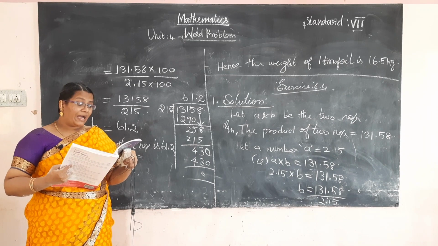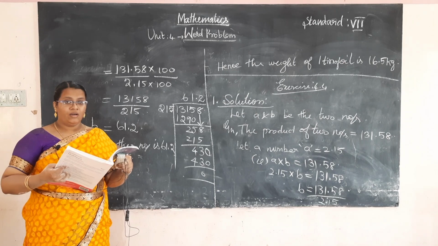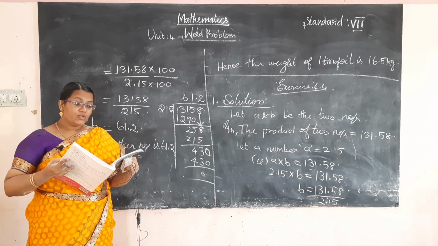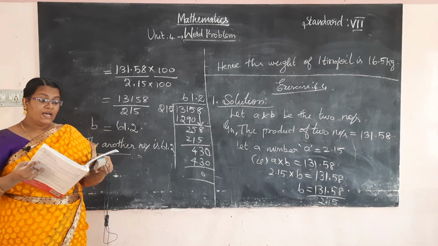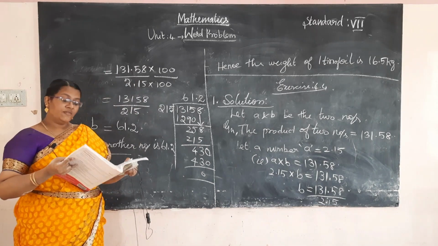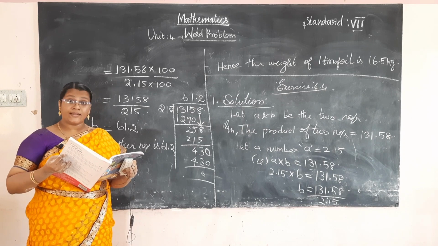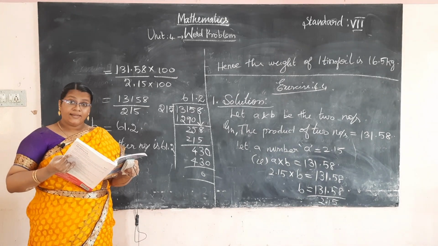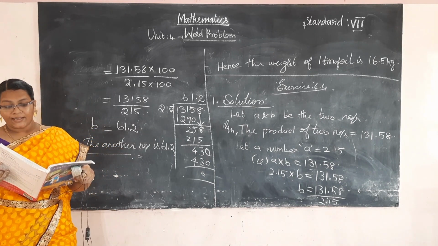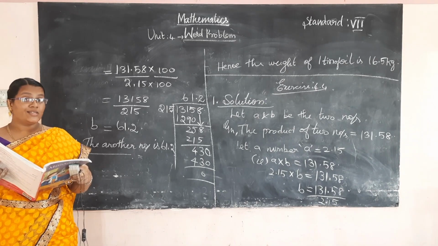Third problem: a pile of books. What is meant by pile? Pile means a heap; all the books are stacked together. The pile of books is 54.4 centimeter height. If each book is 3.2 centimeter thickness, how many books are there in the pile? That is the question. Do you understand the question?